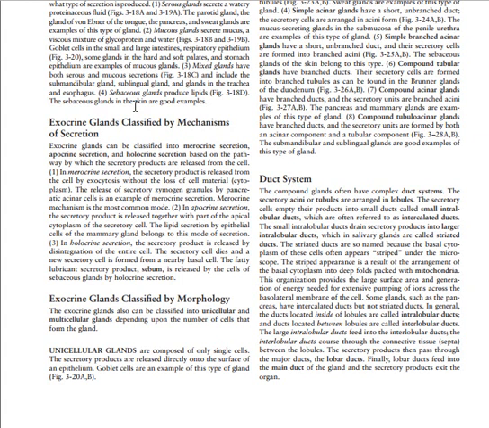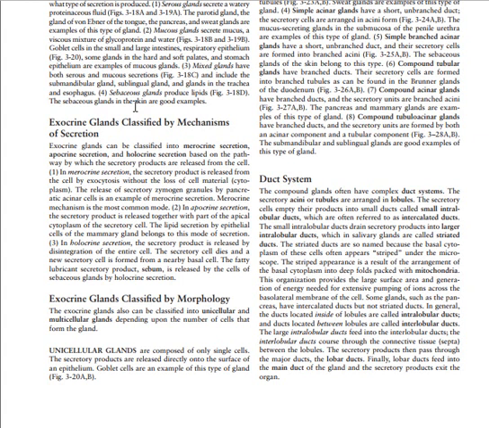Is it clear? An example of a location where you have apocrine glands is the mammary gland. An example of a location where you have merocrine glands is the sweat gland or even the salivary gland.